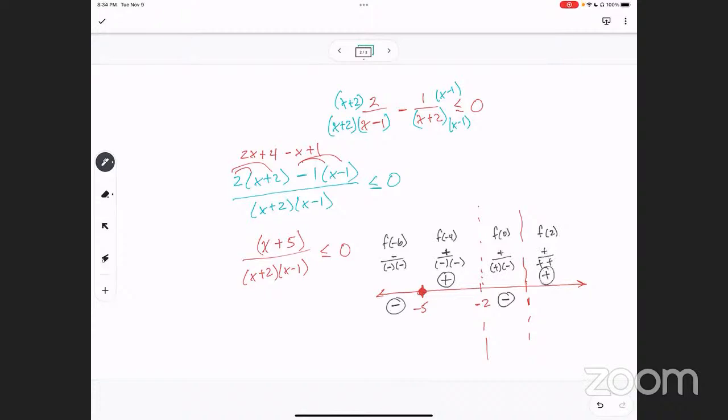Now I'm going to teach you the multiplicity trick for vertical asymptotes. Multiplicity of vertical asymptotes. If it's even, that means it approaches the same way, the same direction. If it's odd, it approaches in opposite directions.